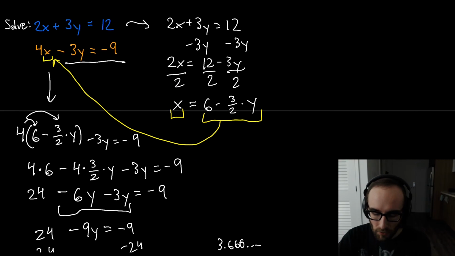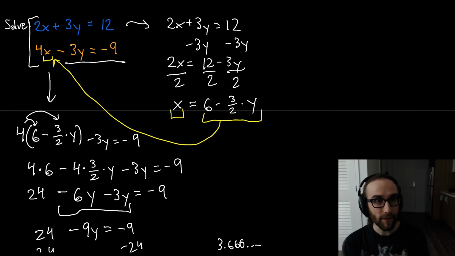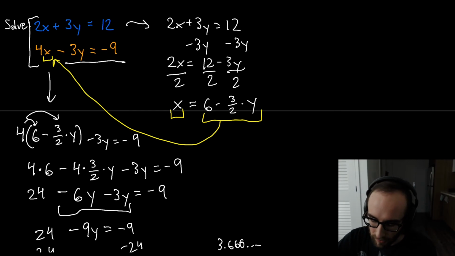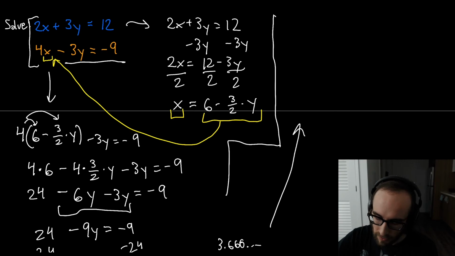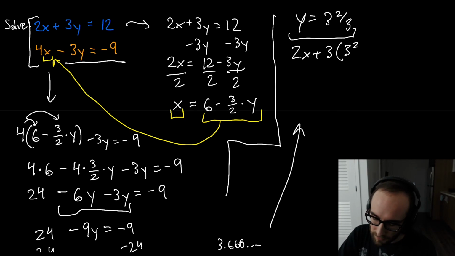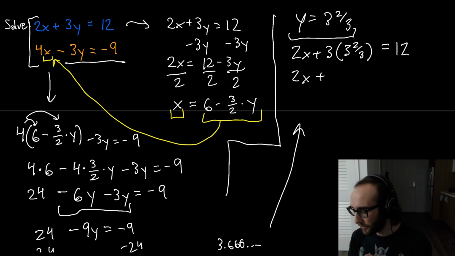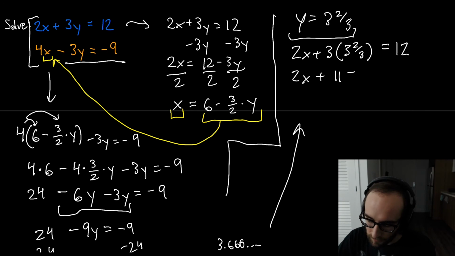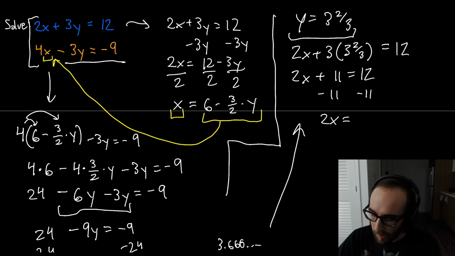To finish up, what we need to do is take our y value and plug it into one of our equations, and then solve for x. So let's take a look at our first equation. So taking our y value, 3 2/3, for our first equation, we have 2x plus 3 times, and instead of y, we're going to write down our y value that we found. 3 times 3 2/3 is equal to 12. So 2x plus, if we do 3 times 3 2/3, we end up with 11 equals 12. Subtract 11 from both sides, we have 2x is equal to 1. So x is equal to 1/2.